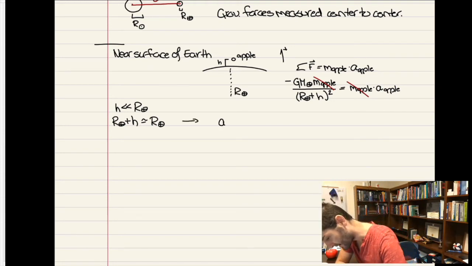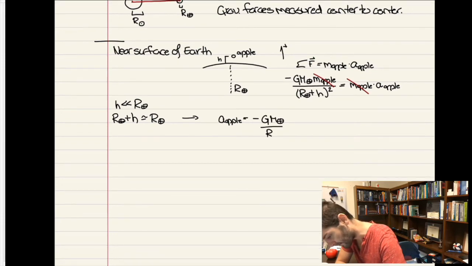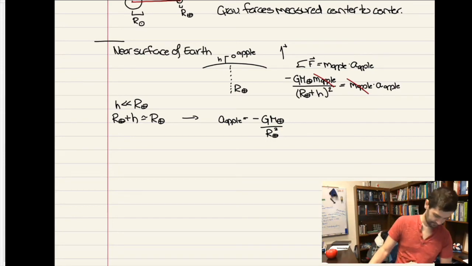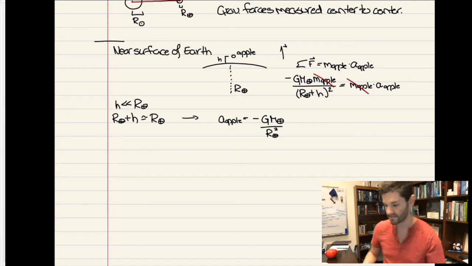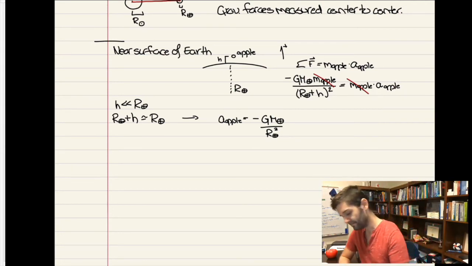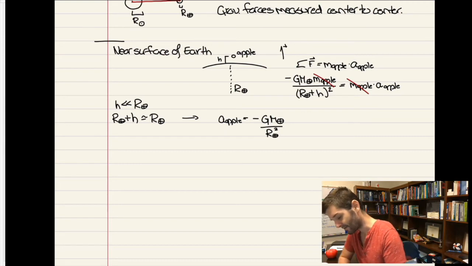That then implies that a of the apple equals minus G m Earth divided by the radius of the Earth squared. We know the radius of the Earth. We know the mass of the Earth. We know the value of big G. We could look these up. Any guesses at what value it equals? It evaluates to 9.8 meters per second squared.